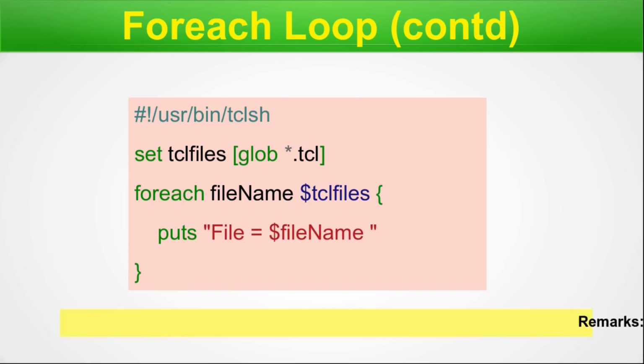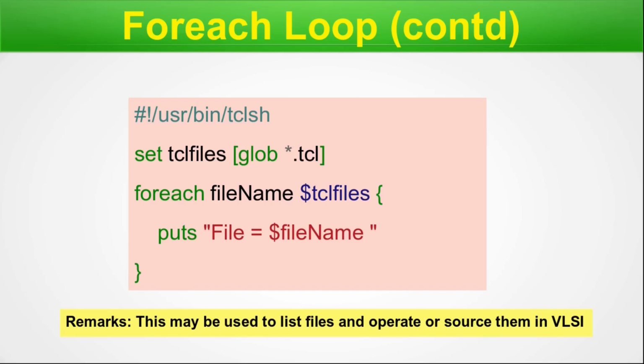So here again I'll put a remark. So this may be used to list the files and operate on or source them in VLSI. So sometimes you need to source them, or there may be some procedures in which you need to include them, okay, right? So you can use this particular type of script there. So maybe 10 Verilog files are there in your design. The basic top level is the top.v, and the rest of the files have different names. So you can just iterate.